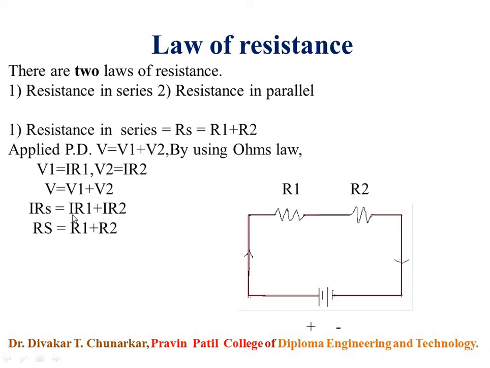So IRS equal to IR1 plus IR2. Here we take I common on both sides and it cancels from the right side and left side. So our equation is RS equal to R1 plus R2. This is the equation of the law of resistance in series according to this circuit diagram. Here R1 and R2 are resistances, and RS is the equivalent resistance in series.